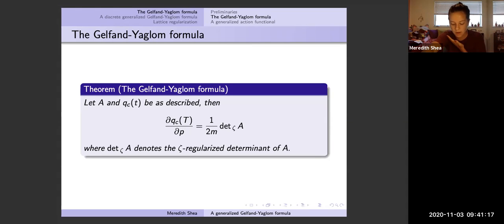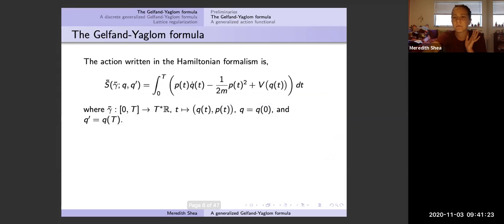So now the next step is going to be to define a more general action functional and build from there. So we can rewrite the action functional in terms of the Hamiltonian formalism. And so I'm just denoting it S tilde, it became convention. And so this is just the action written with the Hamiltonian, and then gamma tilde is now a path on the cotangent bundle. And now I also have denoted in the statement of the action, this q and q prime, where they're just the starting and the ending positions of the path.